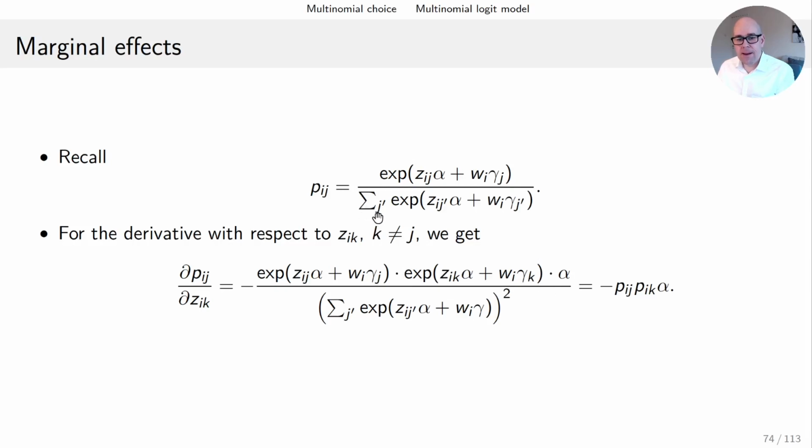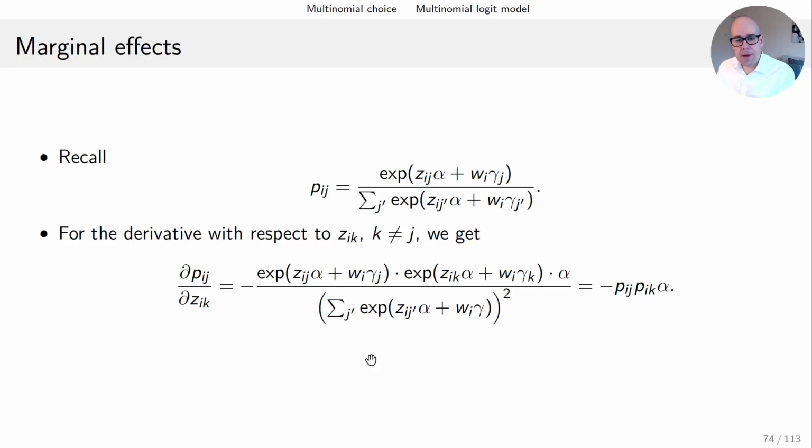So Zik is only appearing when j prime is equal to k, and then I get Zik alpha plus wi gamma k as an argument of the exponential function. So that's exactly here the outer derivative. It's this one element of that sum times the inner derivative, which is again alpha, because then I'm going to have Zik alpha, and then I take the derivative with respect to Zik, so I'm ending up with alpha. And what you see here in the denominator of this derivative is just the original denominator squared.